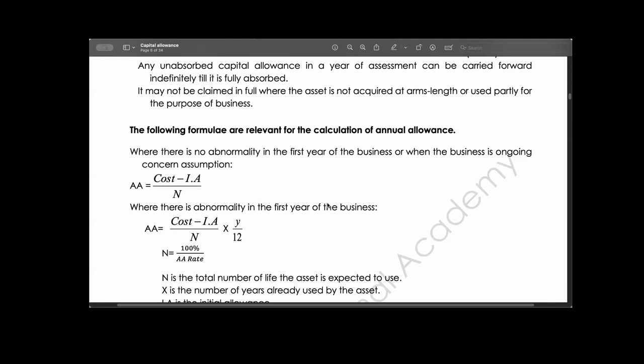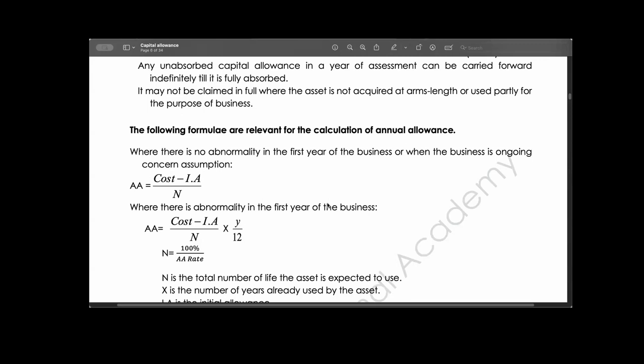Basis period is not the same thing as your financial year-end or the dates you have in your financial accounts. So, if an asset is acquired, even if the asset is acquired on the last day of the basis period, such an asset will still enjoy full annual allowance for the year. You will not prorate it, because our guiding principle here is the basis period.